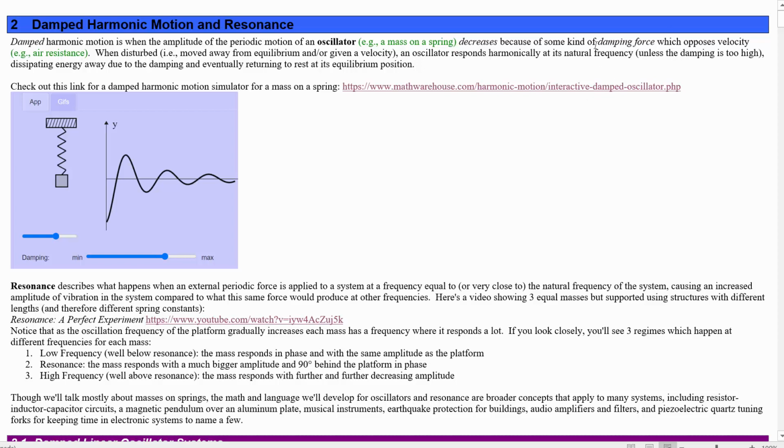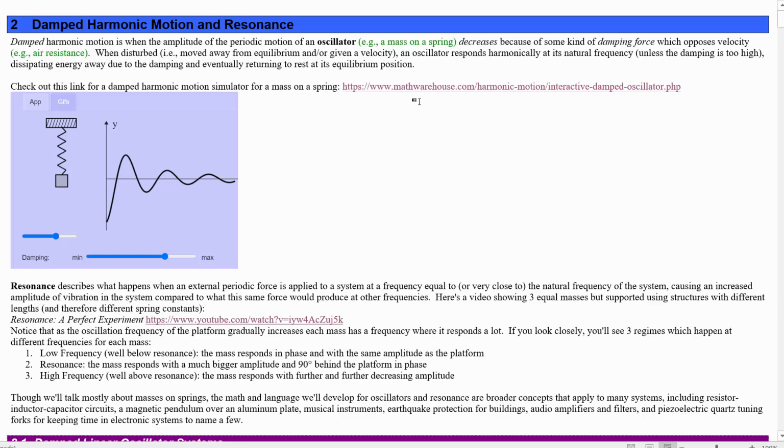Okay, so when disturbed, i.e. moved away from equilibrium or given a velocity, an oscillator like this will respond harmonically at its natural frequency, unless the damping's too high, then it's at a slightly different frequency, dissipating energy away due to the damping and eventually returning to rest at its equilibrium position.